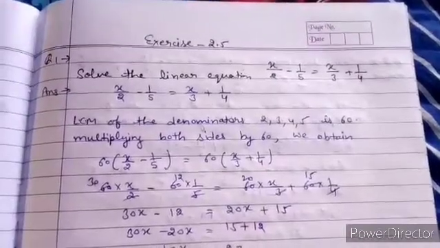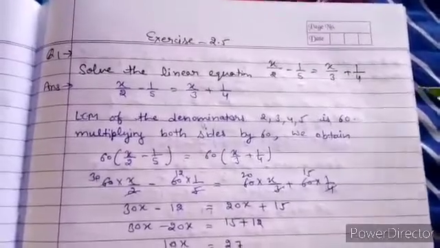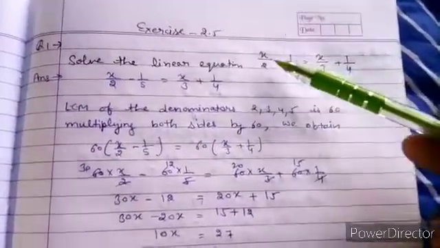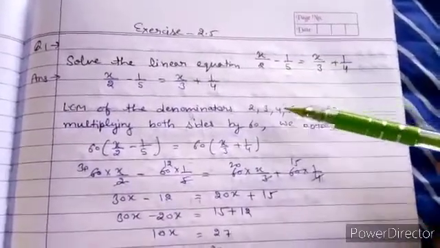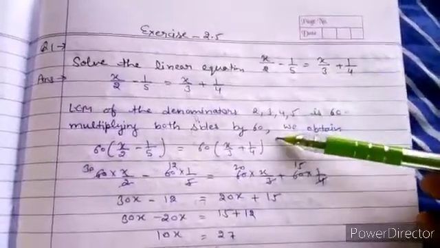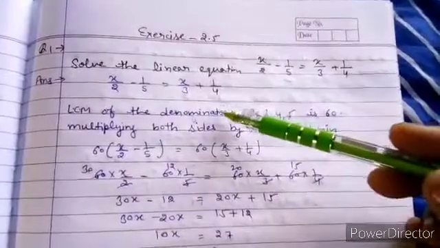NCERT 8th class maths chapter 2, exercise 2.5, question number 1. Solve the linear equation. This means here also we need to find the value of x. There are two ways to solve these types of questions. The first method is this, and the second method I'll also let you know. Firstly, see the first method.